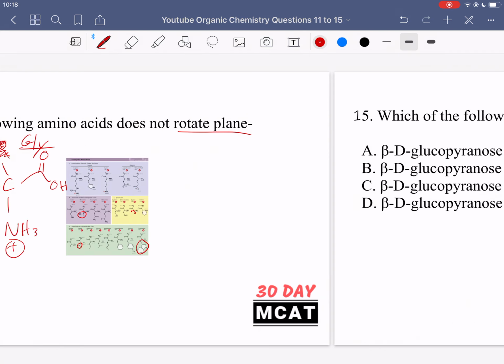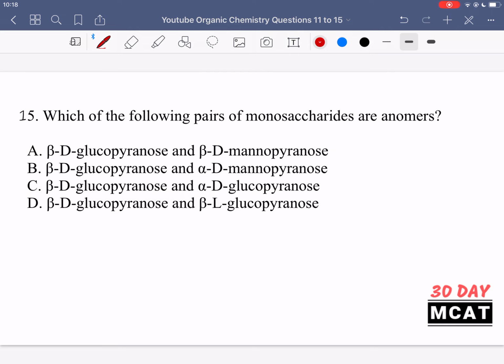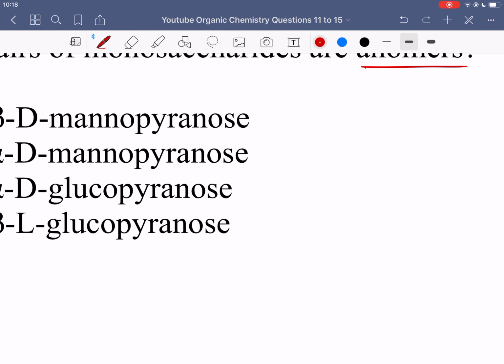plane polarized light. In question 15, we're asked which of the following pairs of monosaccharides are anomers. So an anomer is when you have 2 different anomeric forms of a sugar, and how that exists is when the sugar is closed up in its ring form, then the OH at the carbon 1 position, the anomeric carbon, it can either be going up in the Haworth projection like this, which would make it a beta anomer, or at that position it can be going down, and then we have the alpha anomer.